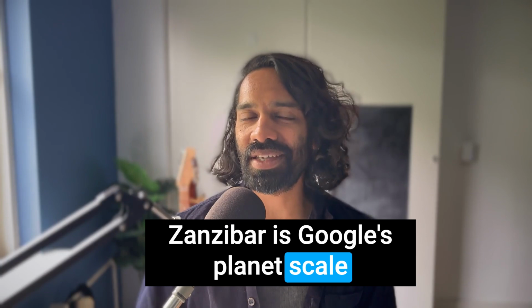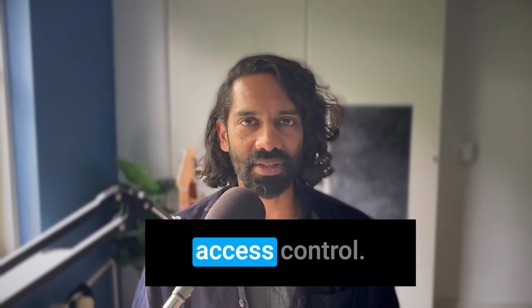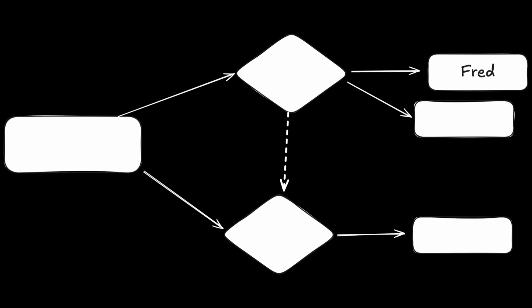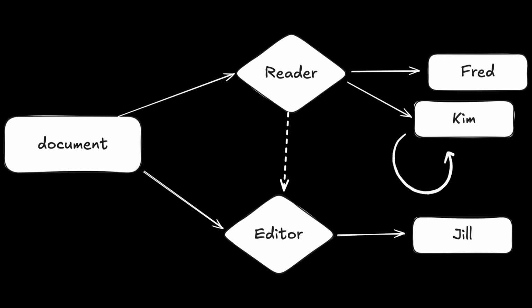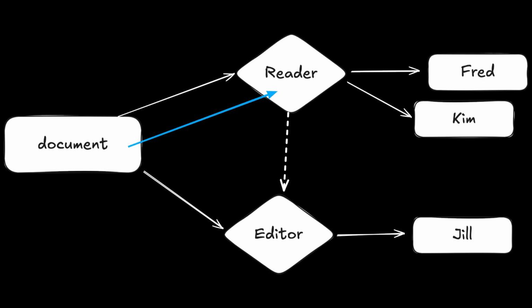Well, enter Zanzibar. Zanzibar is Google's planet-scale authorization system. I've spoken about it in a video before, but essentially it powers things like Google Docs, YouTube, Gmail, and it uses something called ReBAC, or relationship-based access control. Think of ReBAC as a giant graph. Users, folders, documents, these are just nodes in the graph. And permissions are computed through edges. So relationships like editor, viewer, or member. So in this case, if you want to check if Kim has reader permissions on some document, just see if there is a path from some document to Kim.